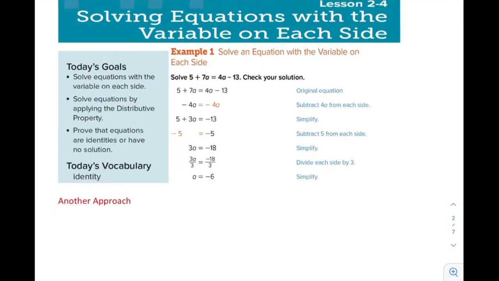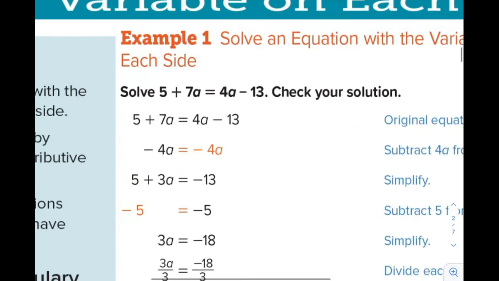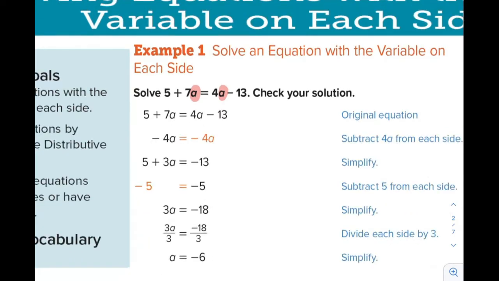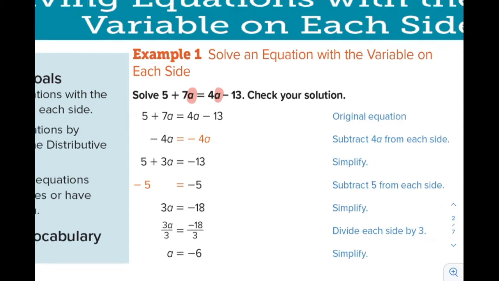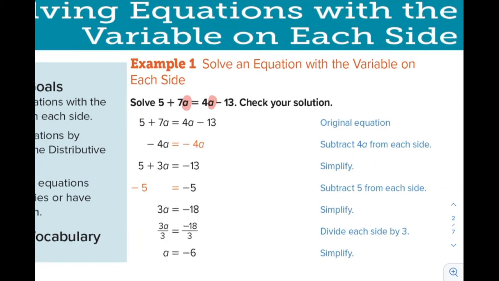In this lesson, we are going to have the variable on both sides. As you can see here, the variable appears in the left-hand side and in the right-hand side at the same time. المتغير A موجود في الطرفين في اليمين وفي اليسار. فبالتالي, we need to combine the like terms together, combine all the variables on one side and the numbers or any other variable to the other side.